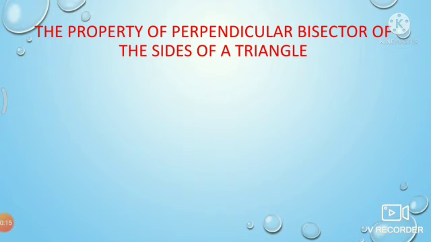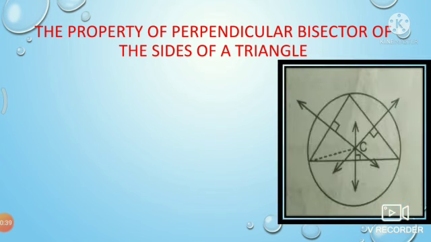Now, what do you mean by the word perpendicular bisector? In the very first chapter I explained what a perpendicular bisector is. A perpendicular bisector means that the lines intersect each other at a right angle. Now let's see the property of the perpendicular bisector.